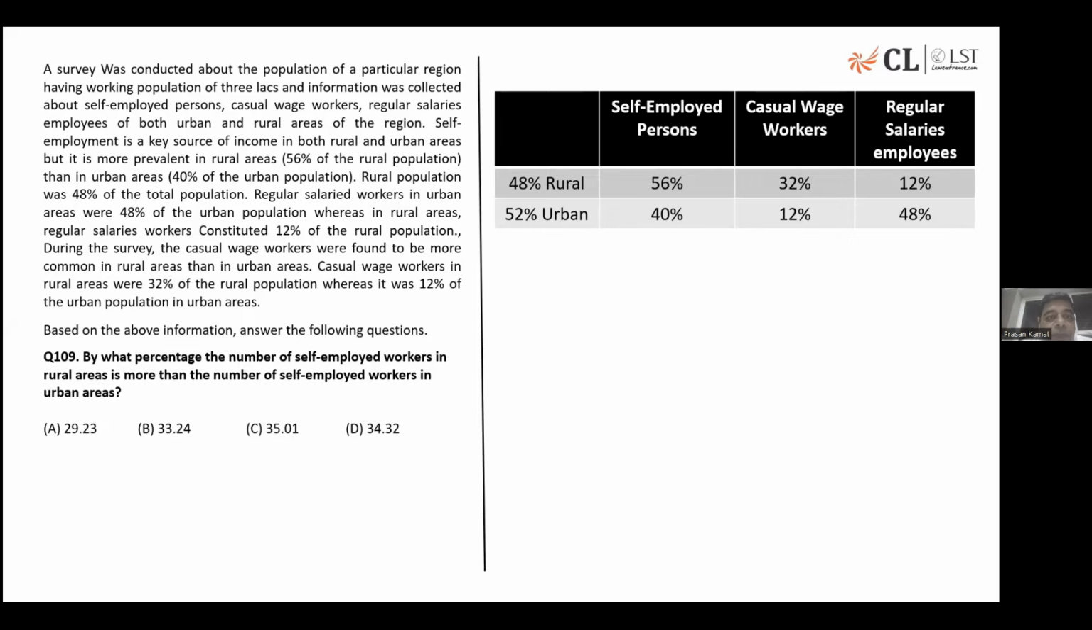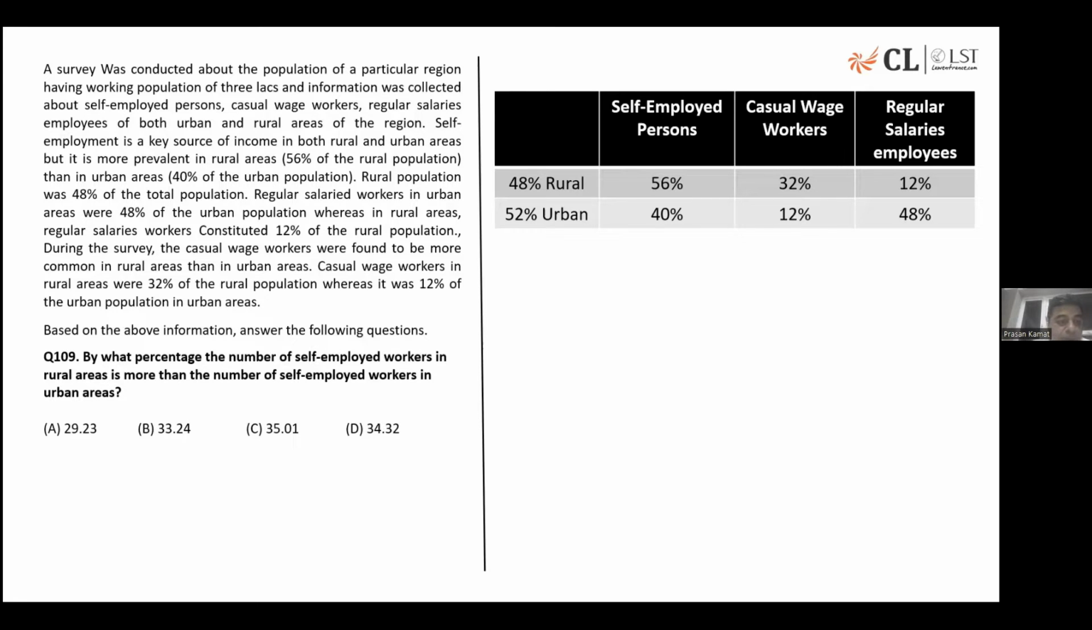Now, this was the first set in my paper. And so what I've done is I put the table. This was what was given to you, right? The total population in rural is 48%, and hence urban was 52%. They've also given you the breakup of this in terms of self-employed, casual wage workers, and regular salaries. So this data was given to us. Given that this data is there with us, we will start with the questions now. And most of the questions were fairly straightforward. You should have got each of them in under 1 minute.